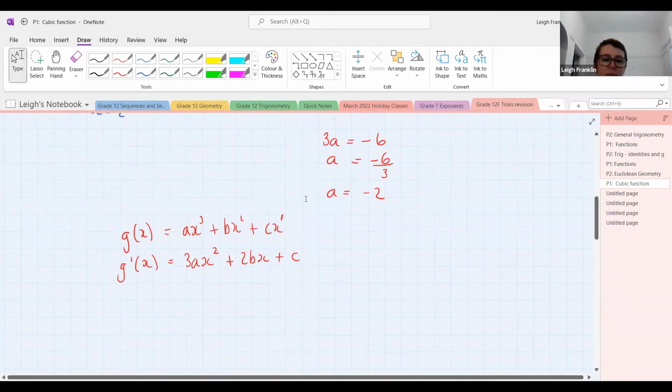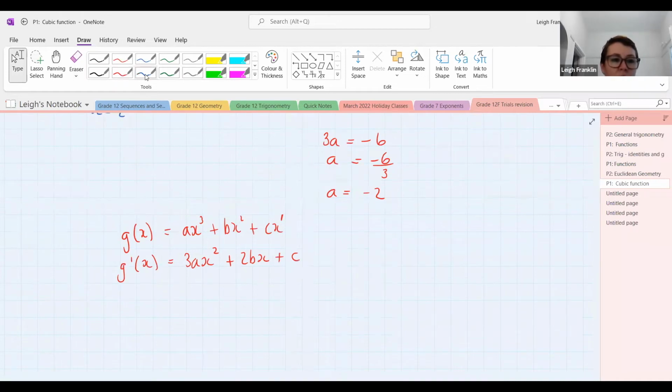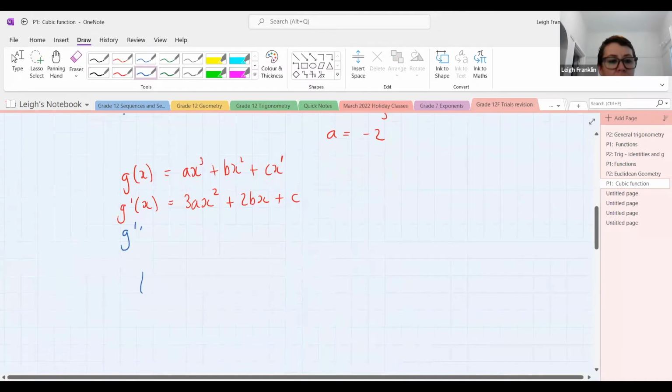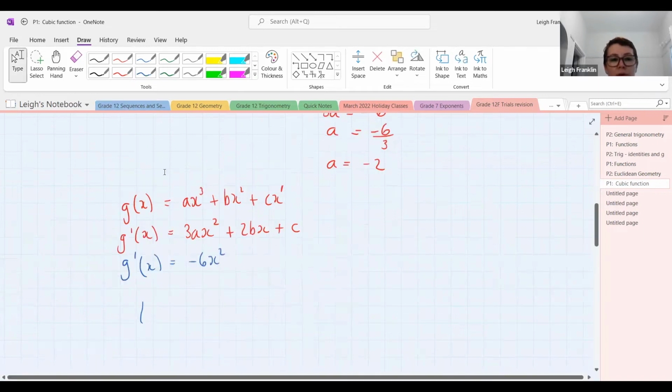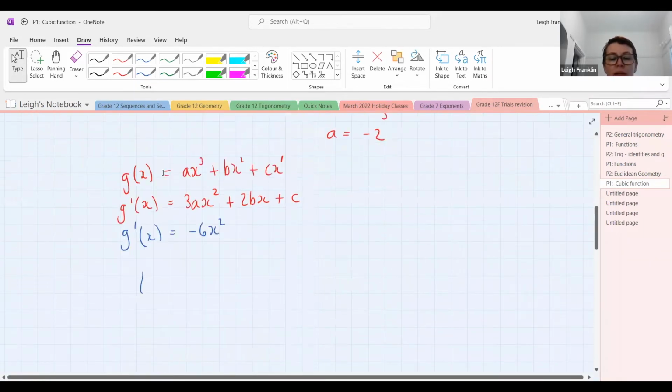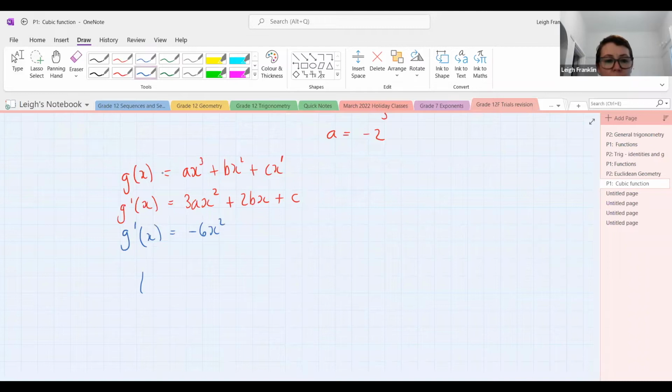Now, they've given us some important information about this graph, because they've told us that g prime x is the graph of minus 6x squared plus 6x plus 12. So in other words, they have told us that this term over here is this term.